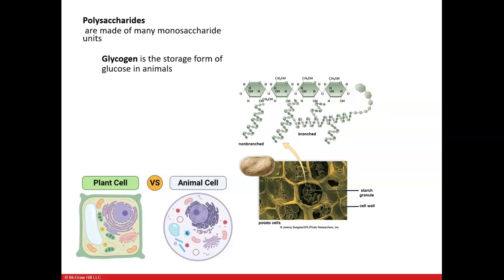So glycogen is a storage form of glucose. And most of our glycogen is in our muscles. And you can imagine, you keep moving your muscles. They need a constant supply of energy. And it's also in our liver. Our liver stores a lot of glycogen.